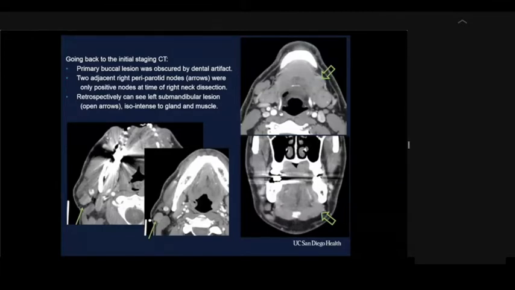So on his initial staging CT, the leftmost images, we didn't see his buccal tumor because of dental artifact, but his right periparotid lymph nodes indicated by arrows were present. And retrospectively, you can see the left submandibular lesion, subsequently seen on the MRI, is tucked up against the mylohyoid, but was iso-intense both to the muscle and the adjacent submandibular gland.